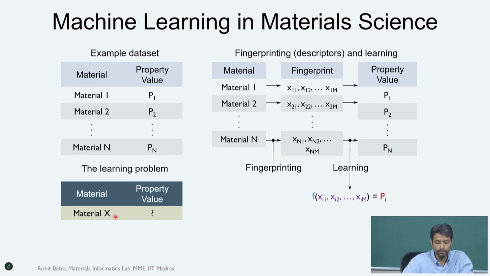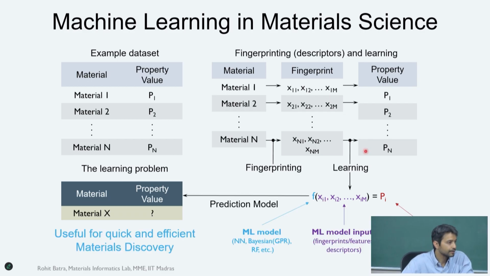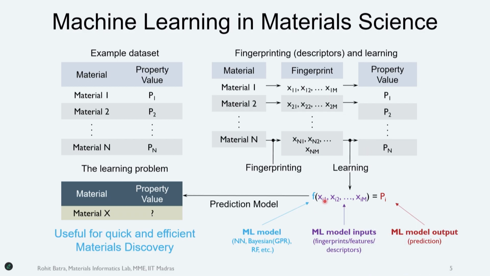So coming back to the problem that we wanted to solve: given a new alloy, can I predict its hardness? What will we do? Once I have learned my function on the historical data, I will take this new alloy, go through the fingerprinting step, and represent it as a vector. The same vector I will give as an input to this function, and the output will be an estimate of the hardness of that alloy. So this is how you will be able to make predictions for new materials.